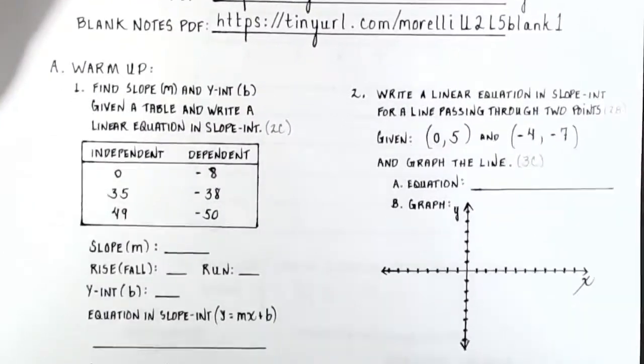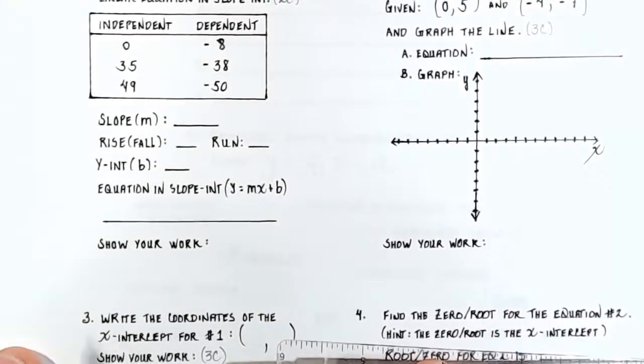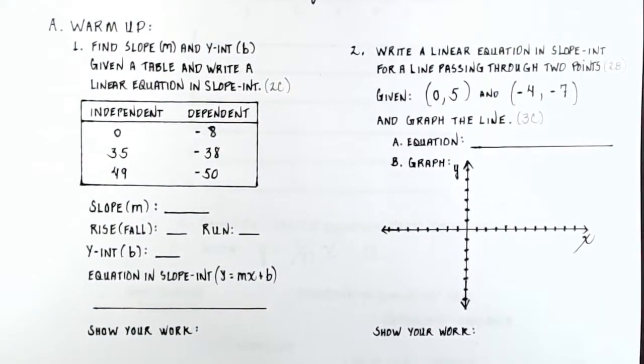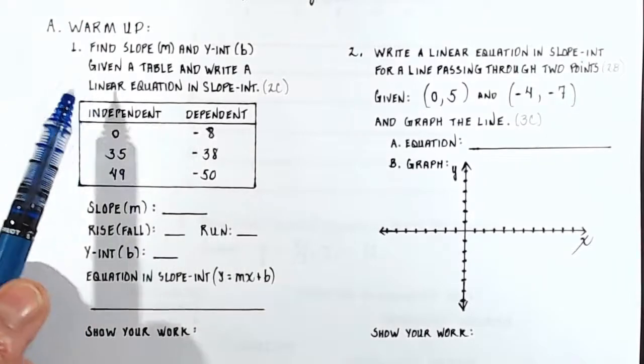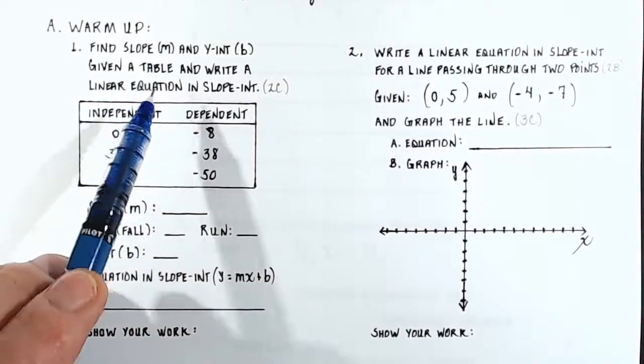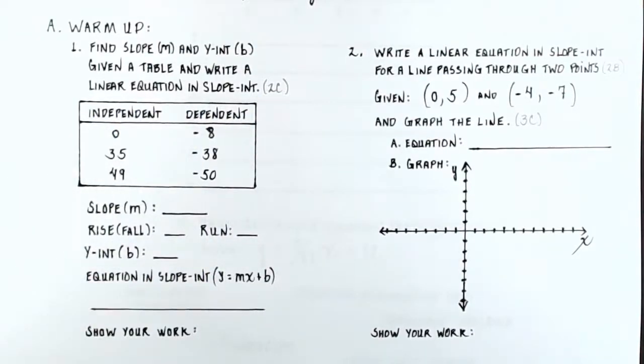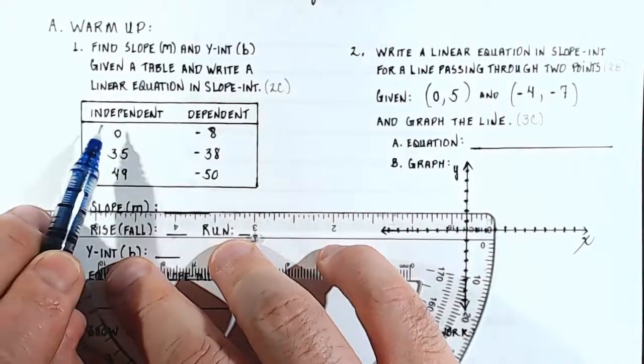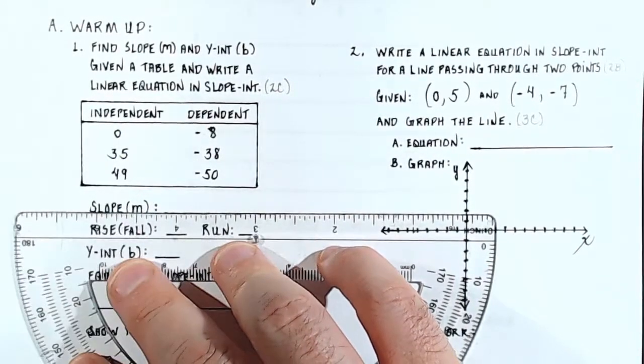Let's start with a warm-up. So here are some warm-up problems. The first one says, find slope m and y-intercept b given a table and write a linear equation in slope-intercept form. Well, the very first thing we notice is that x and y are not shown.